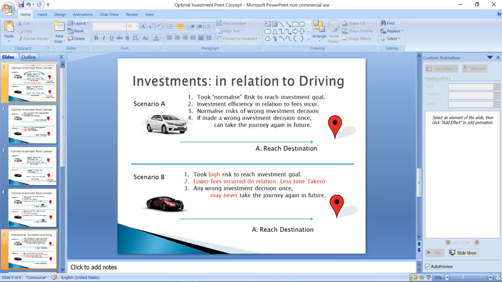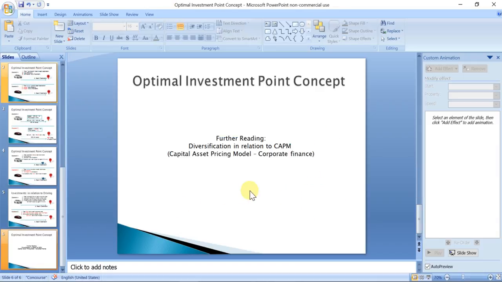On point 3, accidents do occur while driving, and we want to ensure that all drivers can drive again in the future after the accident. Similarly, a wrong investment decision will occur, and we want to ensure that after the wrong decision, we have a chance to correct the decision in the future. So for further readings, investors can read up on diversification in relation to CAPM, capital asset pricing model, of corporate finance.